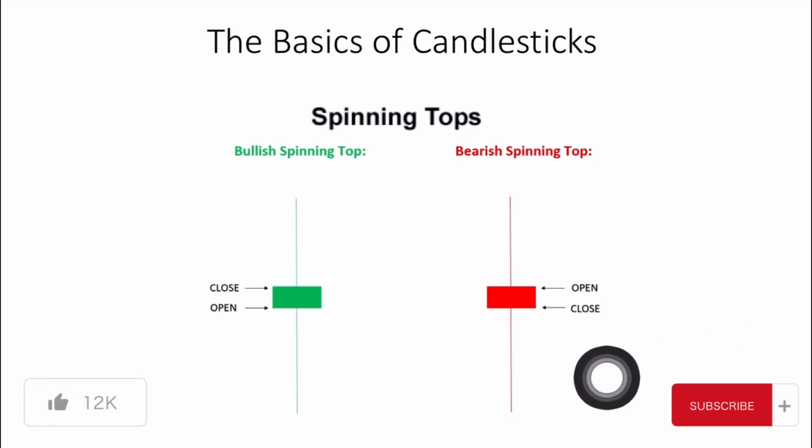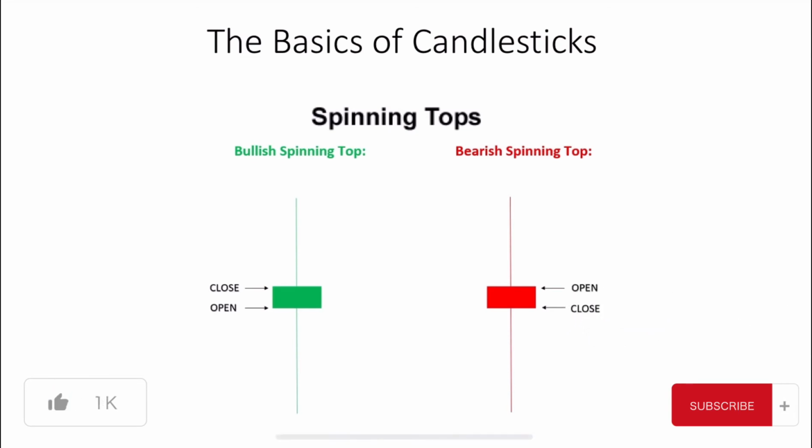So I'll start with this one. When you find this spinning top green candle on a chart, it means there are fewer buyers left in the market. There are fewer buyers left in the market, so sellers are going to come in anytime. But if it's this red one, it means that there is less selling pressure in the market. So buyers are going to come in anytime.